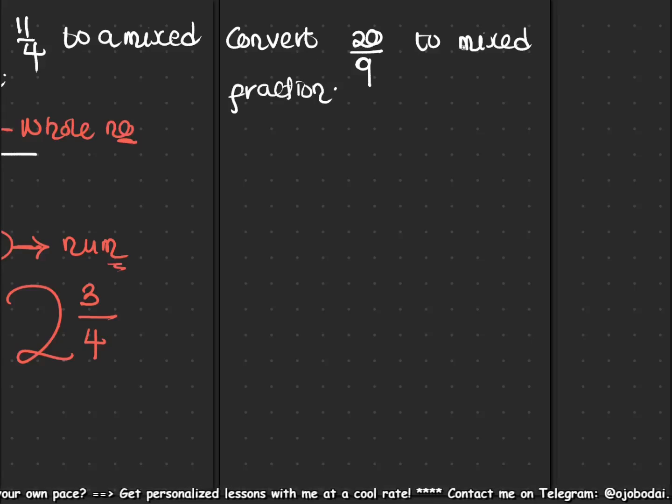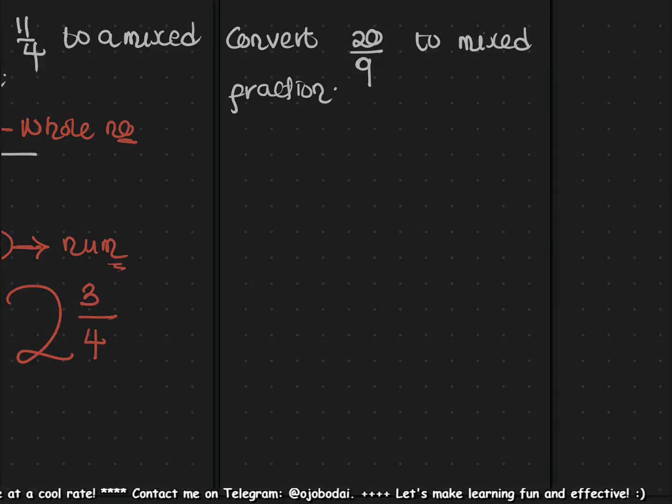So we have to convert 20 over 9 to mixed fractions. At this point, you can pause the video, try your hands on it, and then you get back. Okay, so if you're able to try, then well done. You can as well comment your answer in the comment section. So you have to convert 20 over 9 to a mixed fraction.